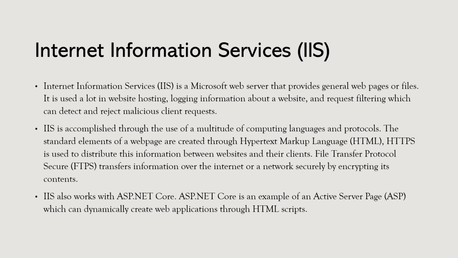IIS is accomplished through the use of a multitude of computing languages and various protocols. The standard elements of a web page are created through hypertext markup language, or HTML. It also uses HTTPS, again, to distribute this information between websites and their clients securely by encrypting the information. File Transfer Protocol Secure is also used. It is like HTTPS in that it encrypts information and transfers it over the internet securely.